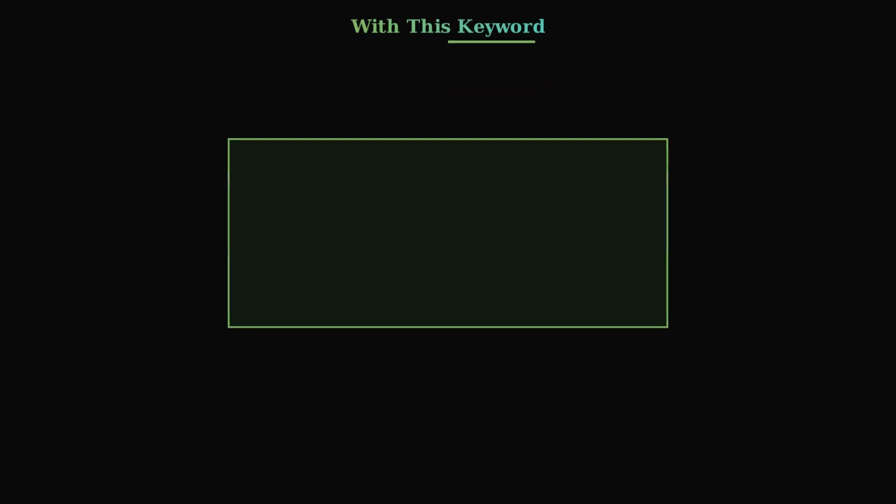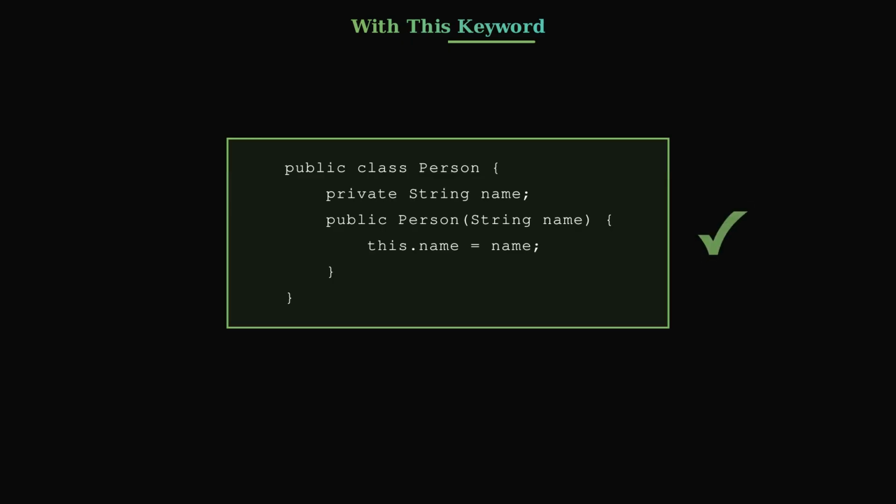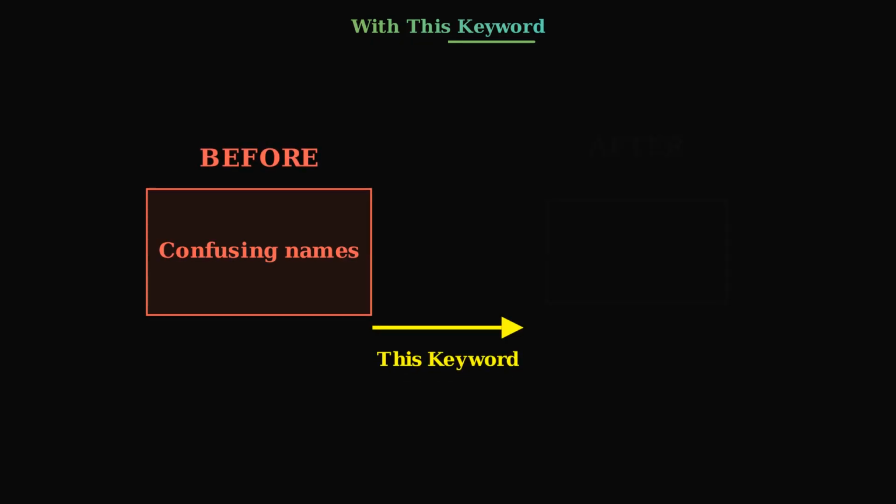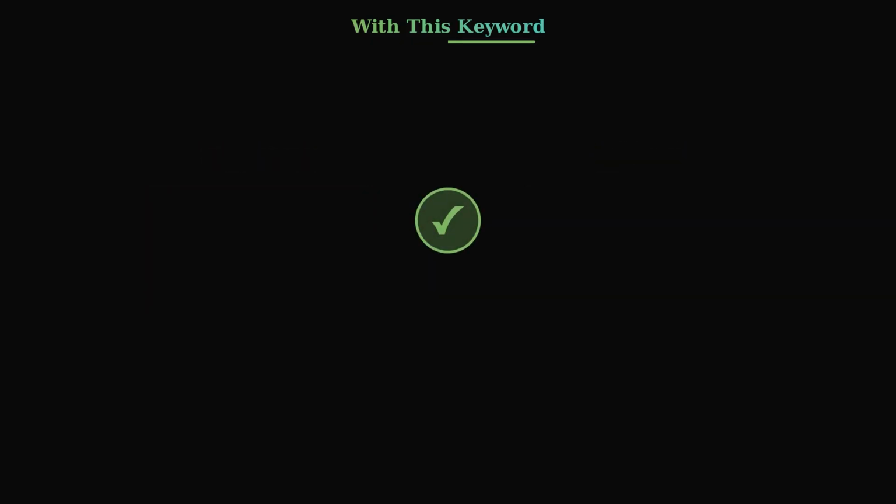Here comes the solution. This keyword. Look how clean the code is now. Avoids naming conflicts. Clear field access. Better code readability. Compare the difference. And that is why we use this keyword.